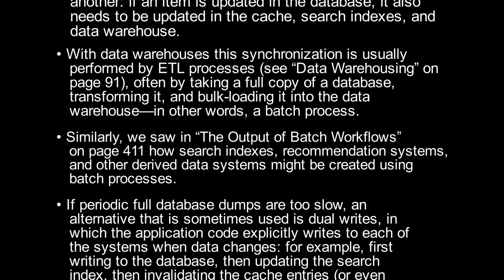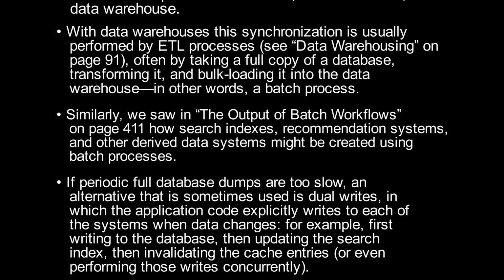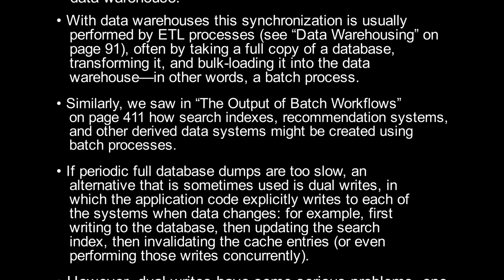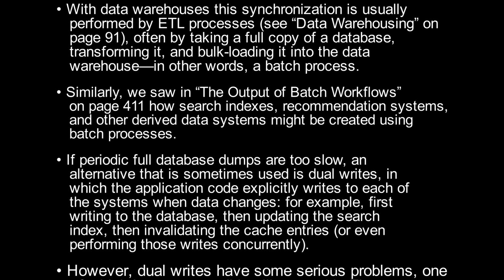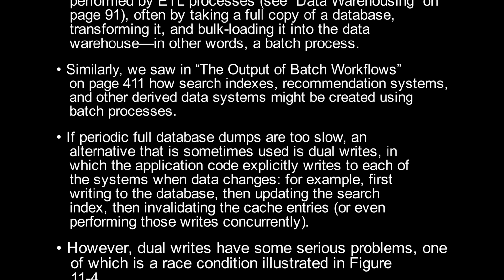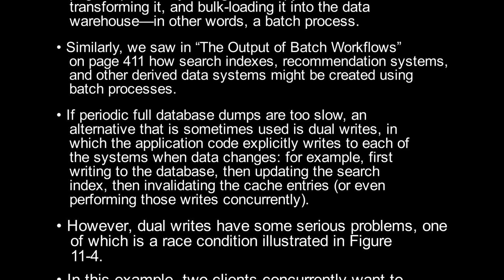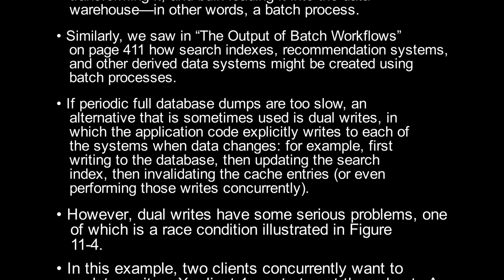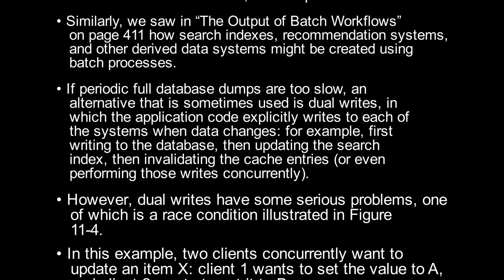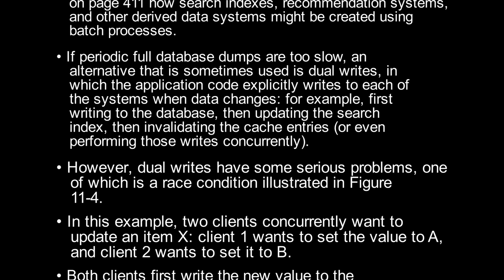If periodic full database dumps are too slow, an alternative that is sometimes used is dual writes, in which the application code explicitly writes to each of the systems when data changes. For example, first writing to the database, then updating the search index, then invalidating the cache entries, or even performing those writes concurrently. However, dual writes have some serious problems, one of which is a race condition illustrated in figure 11-4.